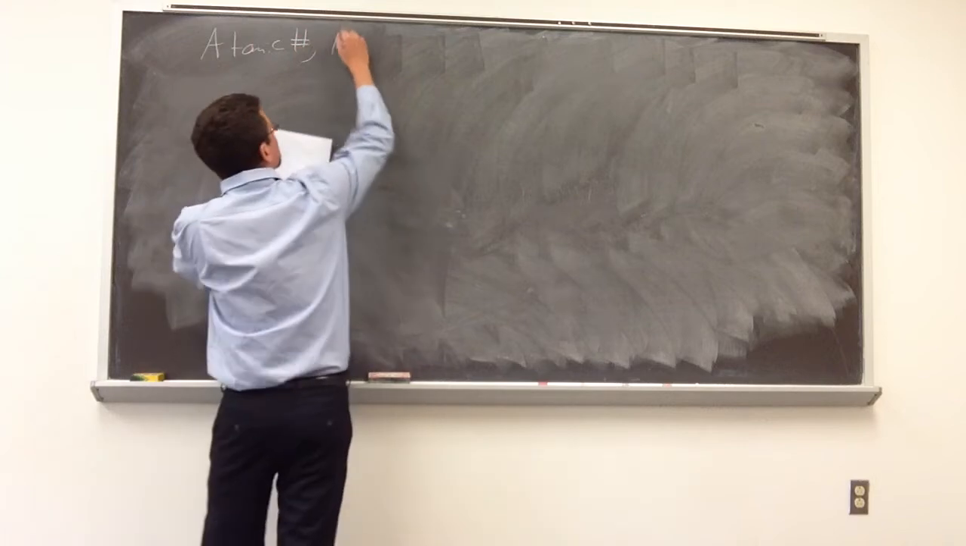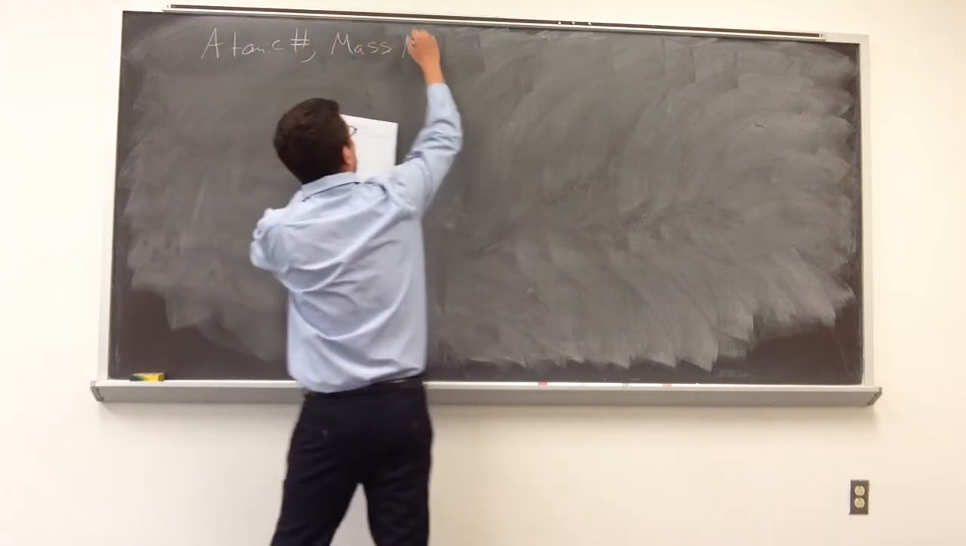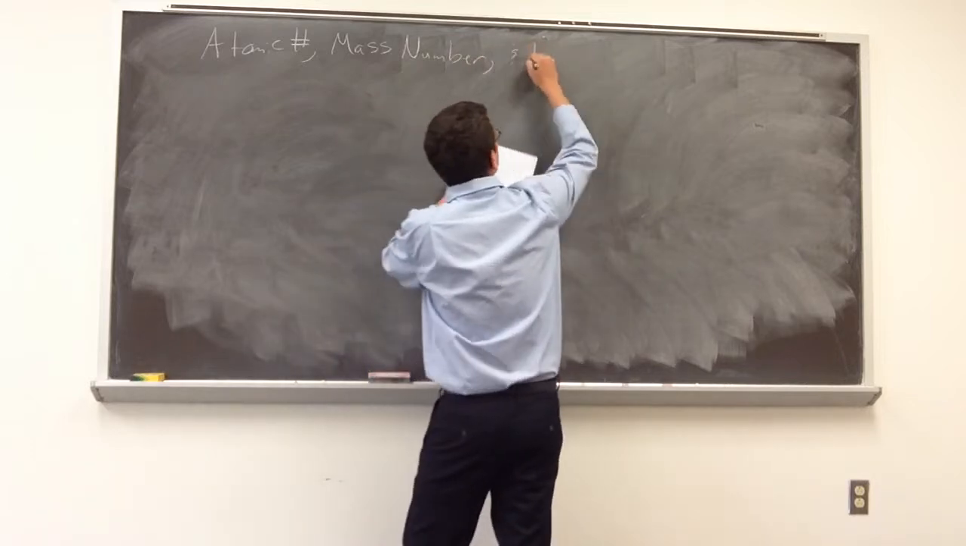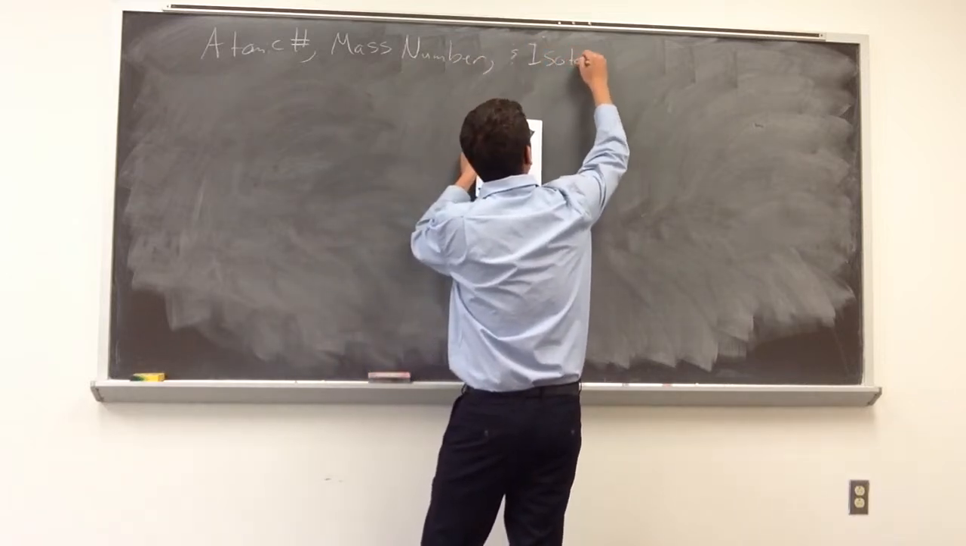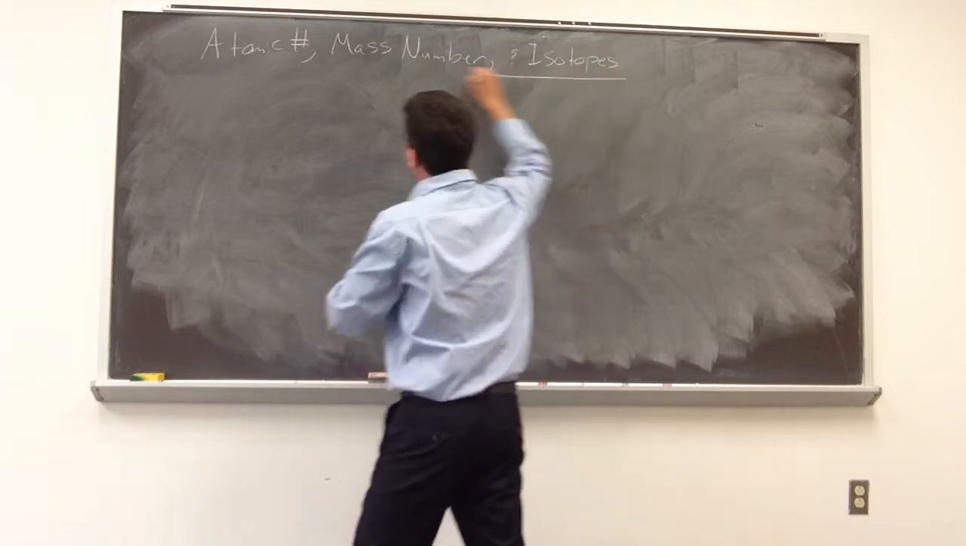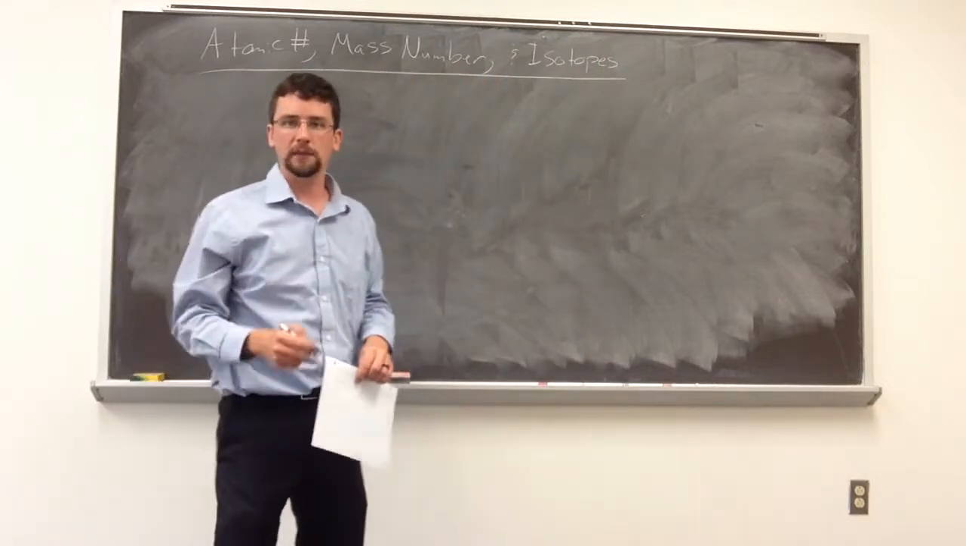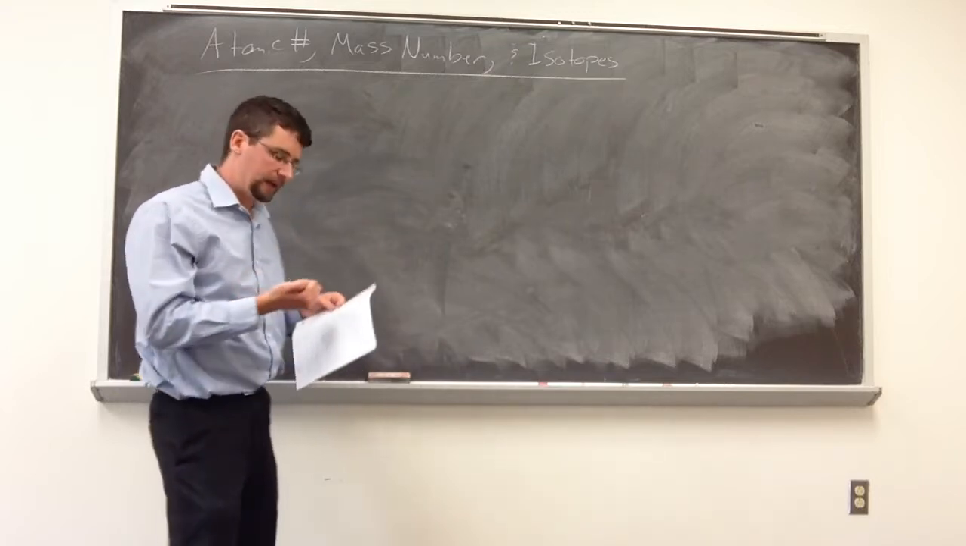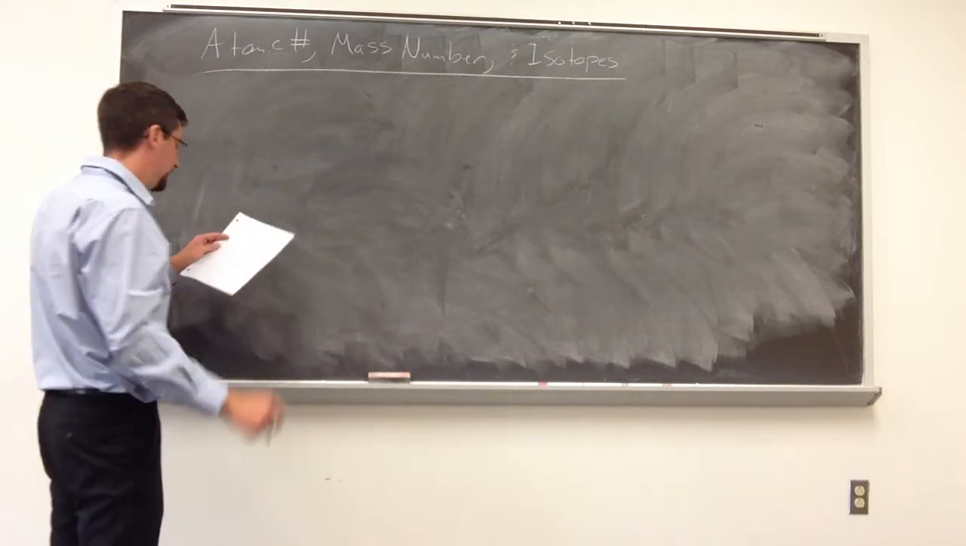mass number, and isotopes. So these are descriptors we use to describe different elements and atoms and ions that make up all of matter.